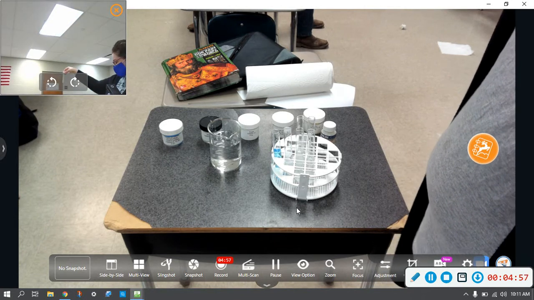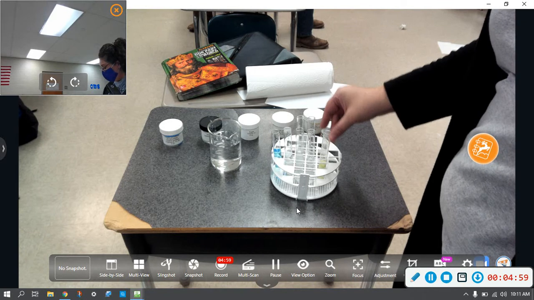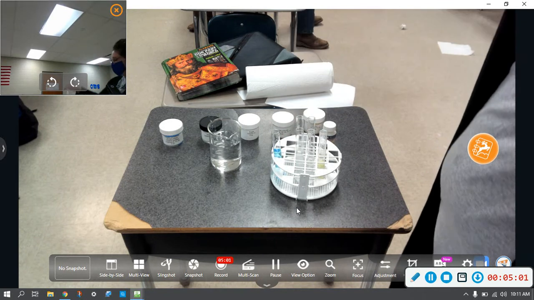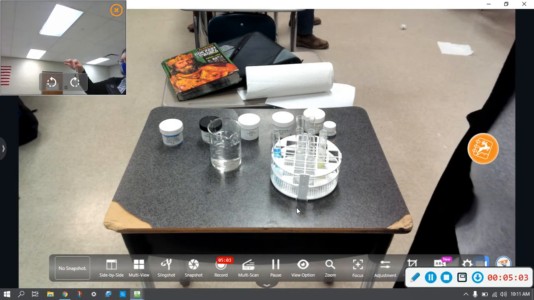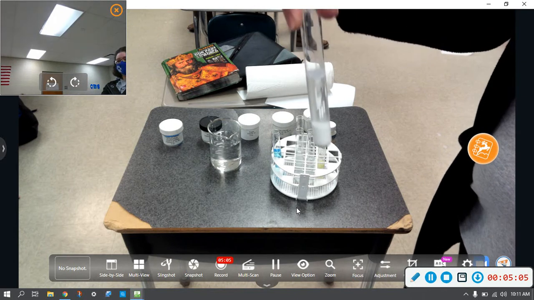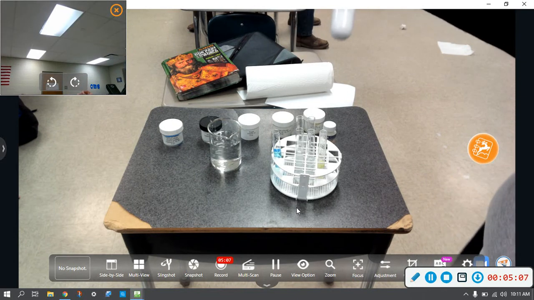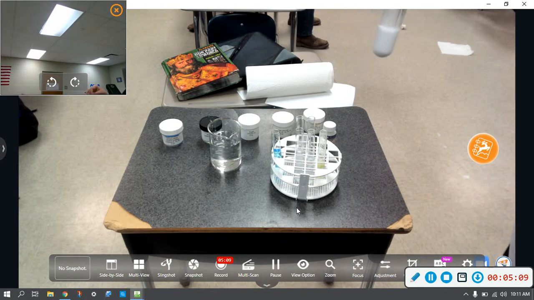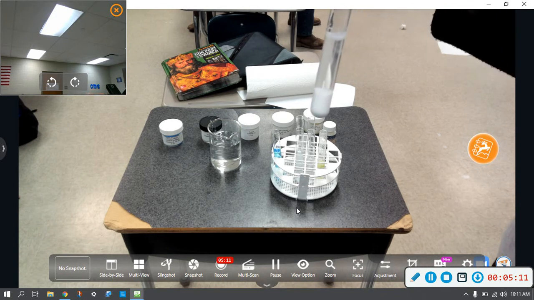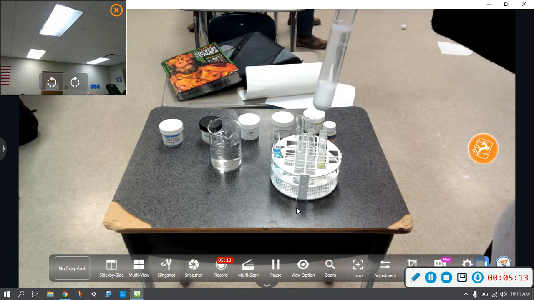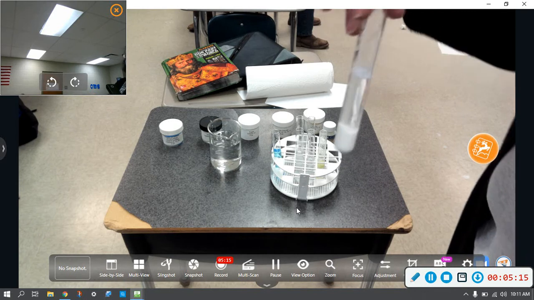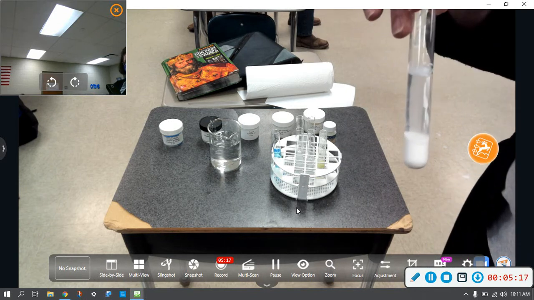Okay. Now, let's go back and look at the zinc oxide. So did the zinc oxide dissolve? No. I mean, you can clearly see. Now, it kind of mixed up with the water a little bit to make you think that it dissolved, but it did not. Zinc oxide does not dissolve in water.